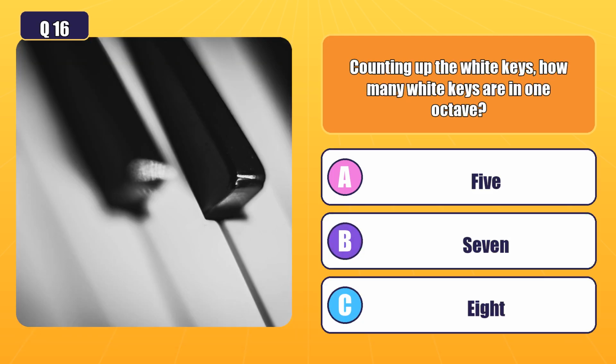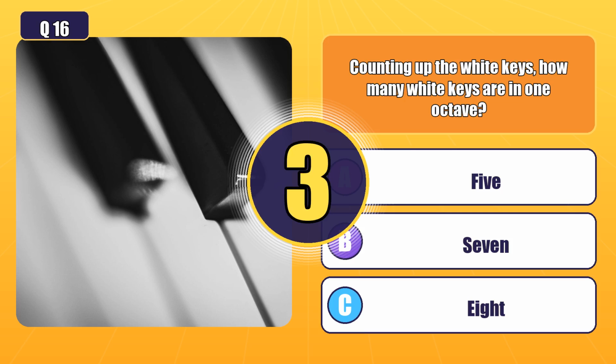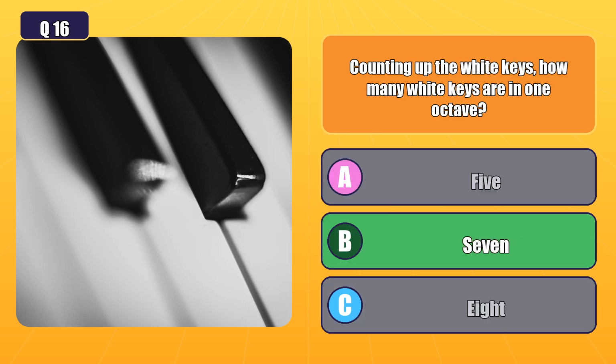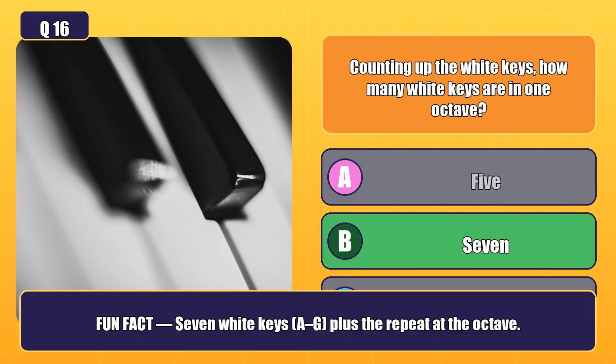Question number 16. Counting up the white keys. How many white keys are in one octave? The answer is 7. Fun fact, 7 white keys, A to G, plus the repeat at the octave.